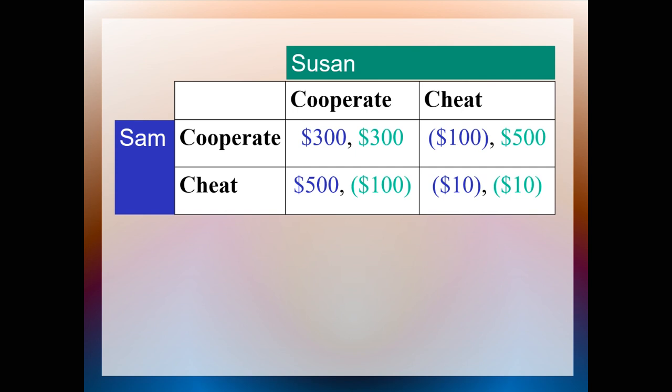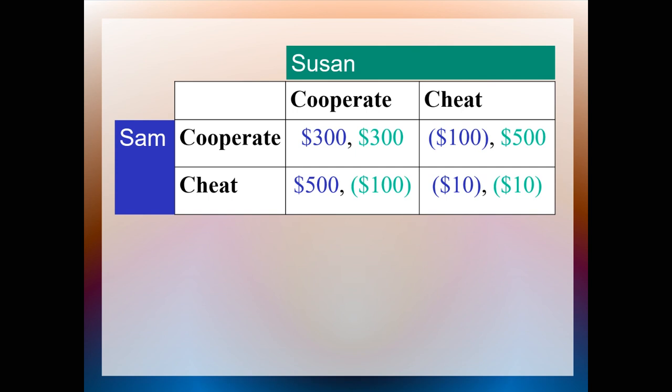Okay? So Sam and Susan again. Here's how the game is played. Sam is blue and Susan is green. Each turn, Susan and Sam both choose whether they are going to cheat or cooperate. If they both choose cooperate, they both get $300.